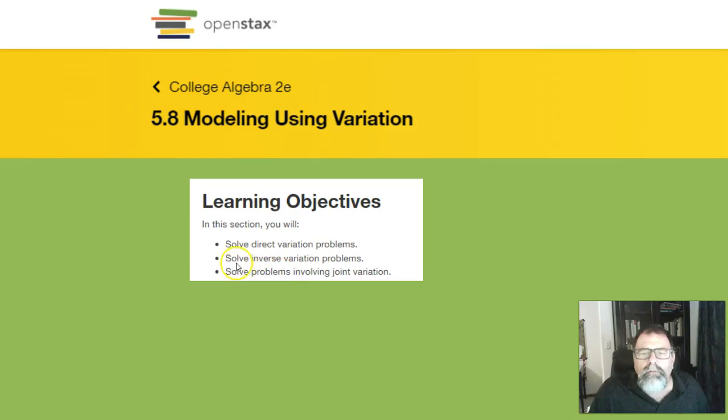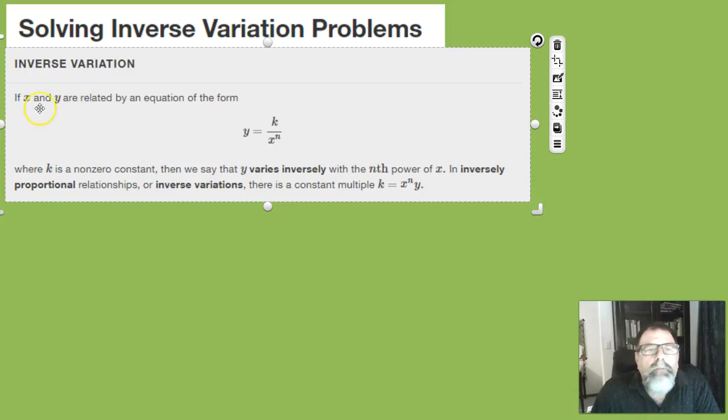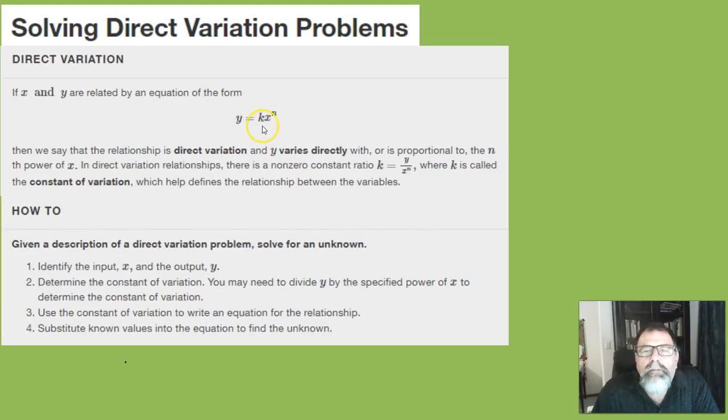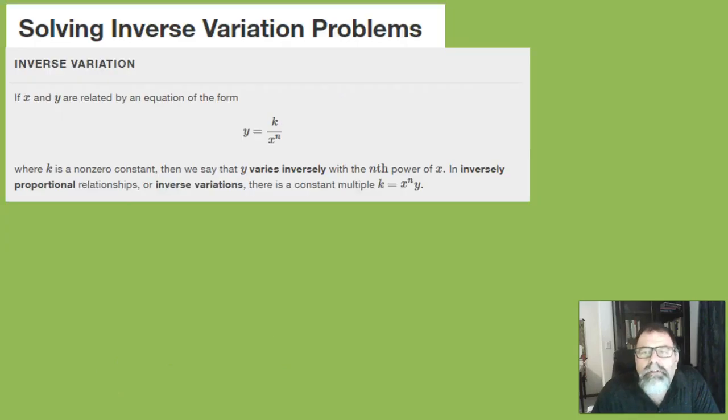Learning objective 2, solve inverse variation problems. Okay, inverse variation. If x and y are related by an equation of the form y equals k divided by x to the n, where k is a non-zero constant, we say y varies inversely with the nth power of x. So direct variation is you multiply k times x to the n, and inverse you divide: k divided by x to the n.